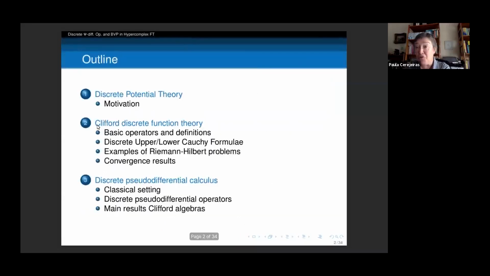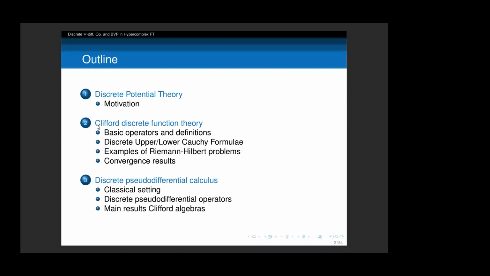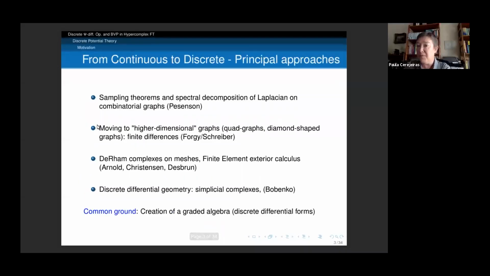This is the layout of my talk. Sorry, but with the screen, my buttons are a little bit slow. This is the layout of my talk, and I'm going directly to the point.